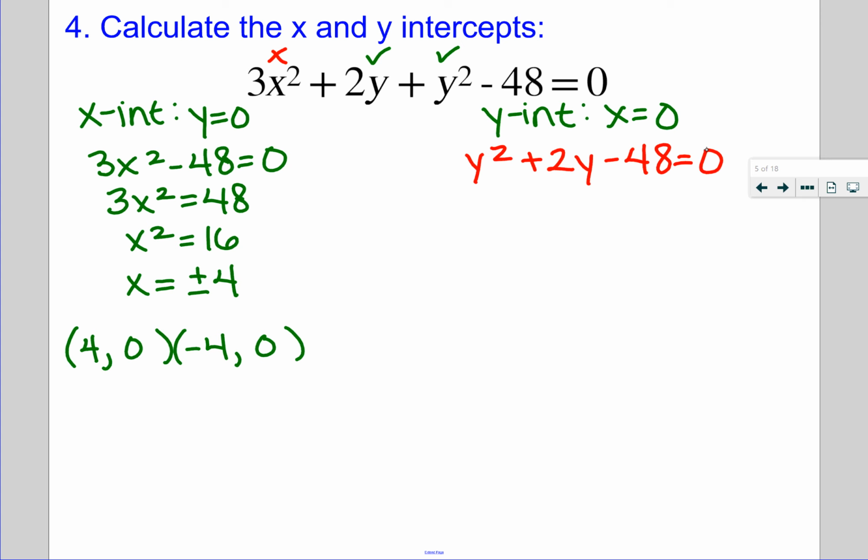Here I have a quadratic, but I have two different y terms, so we need to factor. I need two numbers that multiply to -48 and add to 2. Let me set up my parentheses.